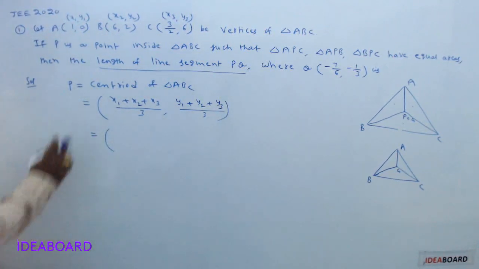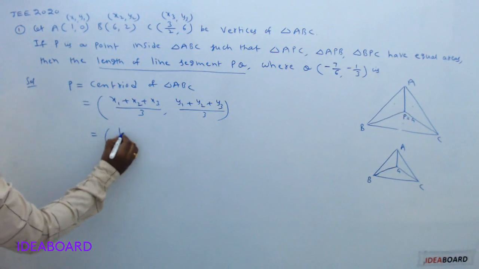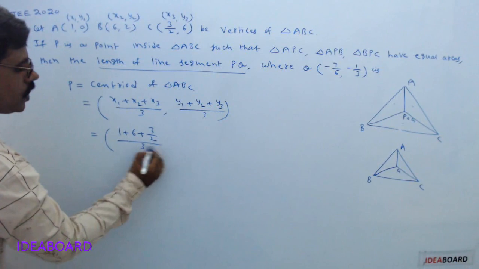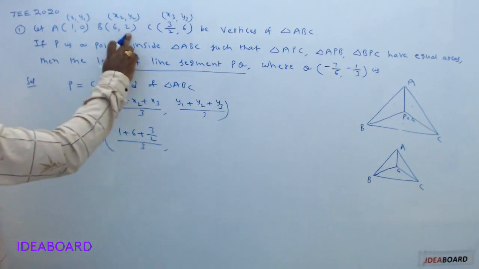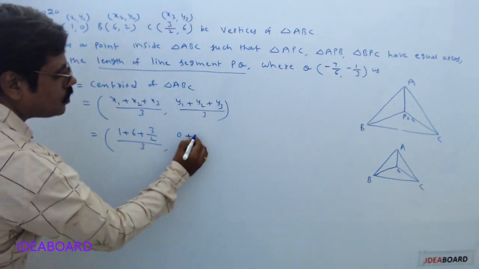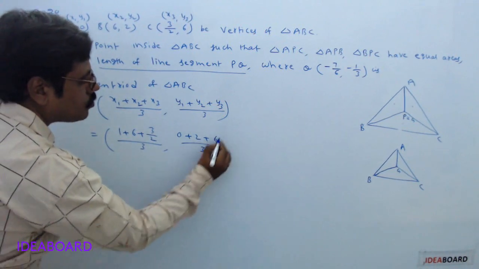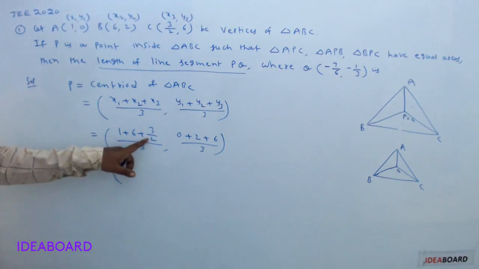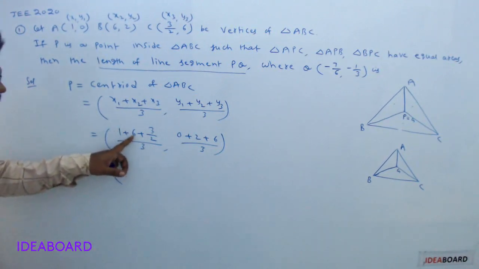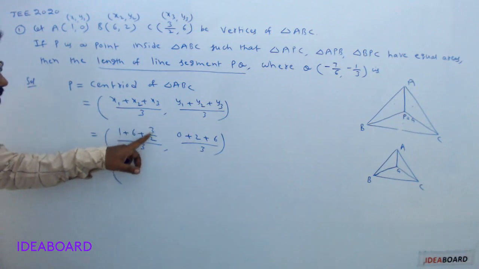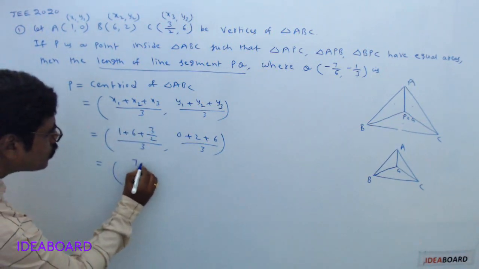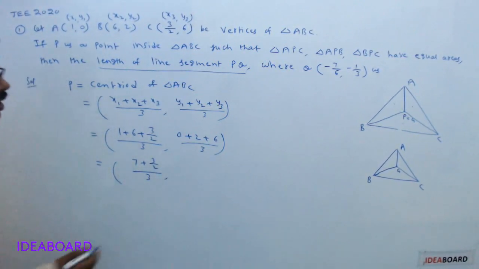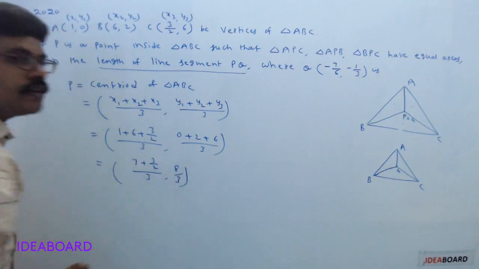Now, this equals ((1 + 6 + 3/2)/3, (0 + 2 + 6)/3). Now this equals, here what is the LCM in the numerator? 2. 6 plus 1 is 7. 7 plus 3/2. So first write down (7 + 3/2)/3, and the y-coordinate is 8/3.